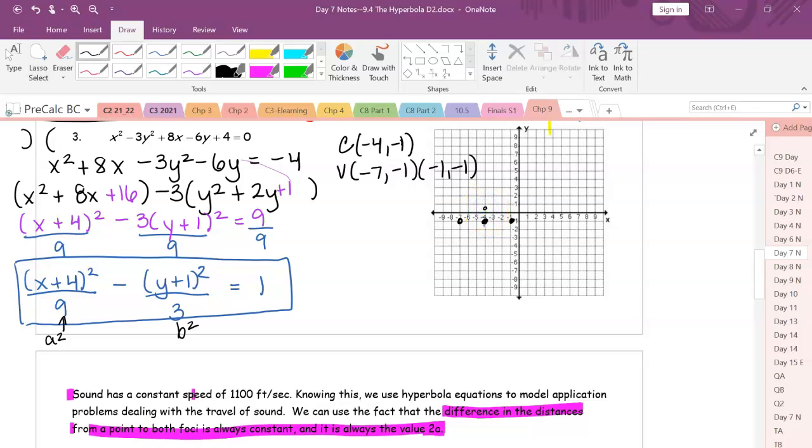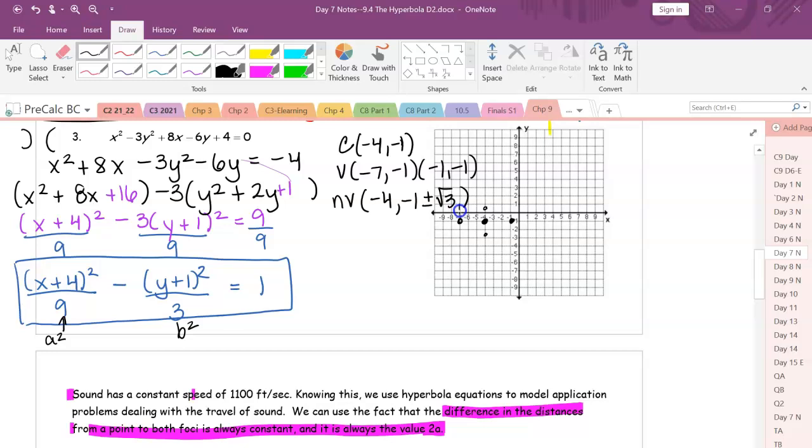Do your best. Oh, come on. There we go. Okay. And so my non-vertices are going to be, you're going to name this the same as we did with foci when you had square roots. It's your y coordinate that's changing from your center. So it's still a -4, but then it's -1 plus or minus root 3. So those are your non-vertices.